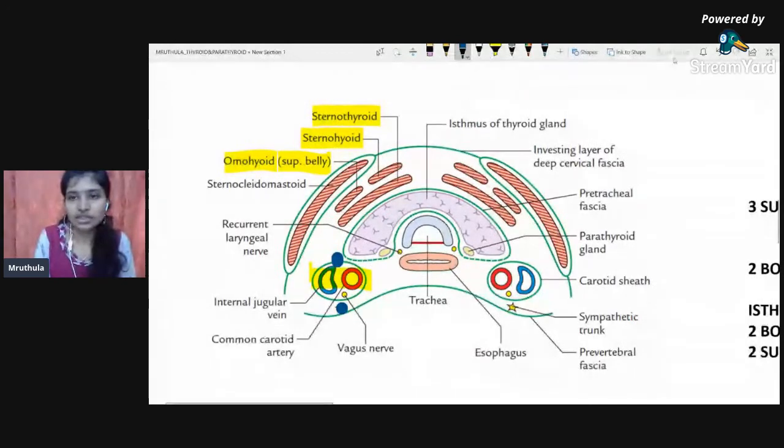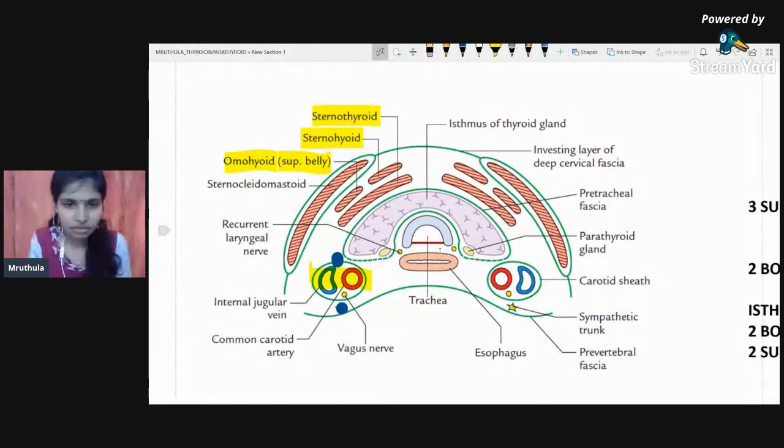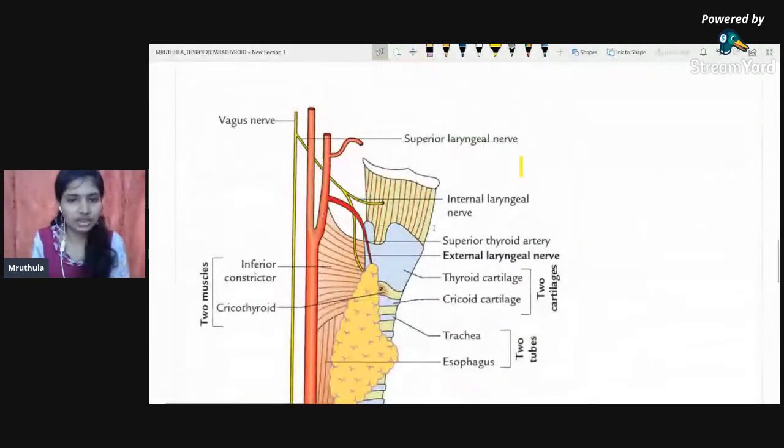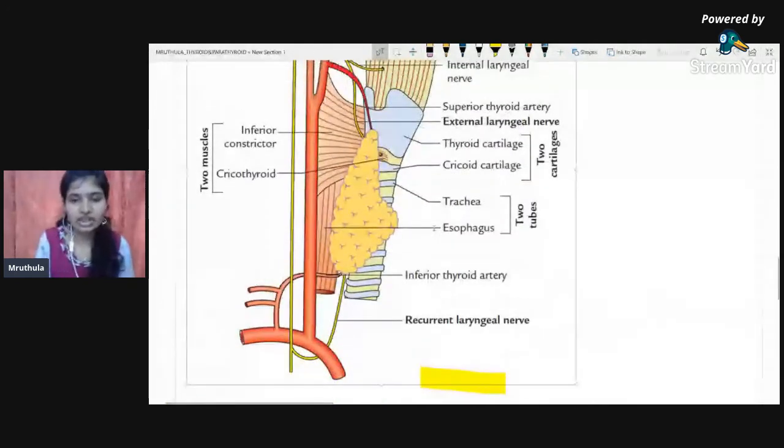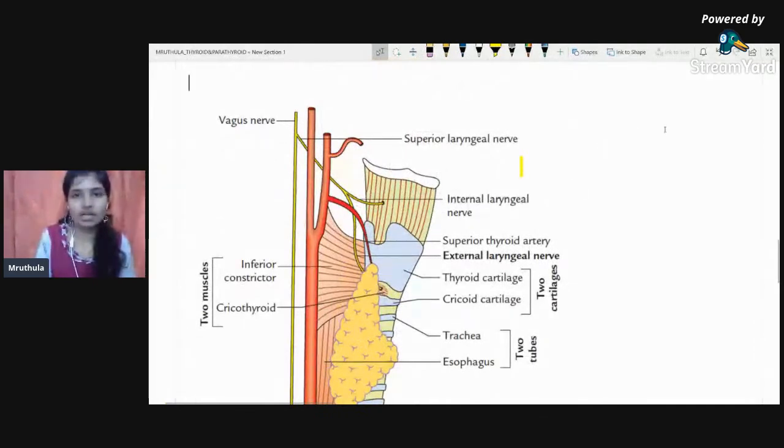Now let us see the medial relations of the thyroid gland. In this picture, only three structures can be appreciated on the medial aspect. One is the trachea, the other is the esophagus, and you can also see the recurrent laryngeal nerve. But on the medial aspect, there are many structures. To remember the medial relations, always keep in mind: the medial relation of the thyroid gland is 2 cartilages, 2 tubes, and 2 muscles.